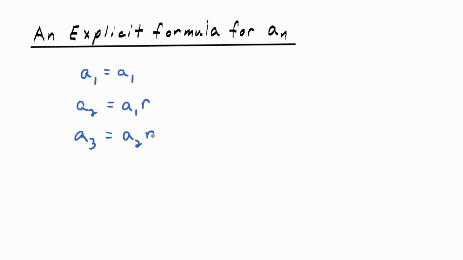What would A3 be? A2 times R, but I don't recognize a pattern, so let me put A2 in terms of A1 and just R. A2 would become A1 times R, wouldn't it? And then we still have that R right there. Those parentheses are just for emphasizing what I plugged in. I substituted A2 equals A1 times R in for A2, and I get A1 times R times R, which would be what? A1 times R squared, right?